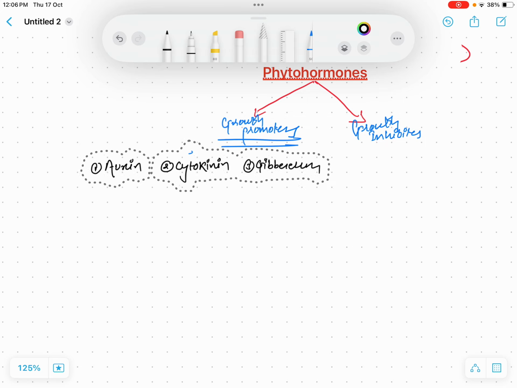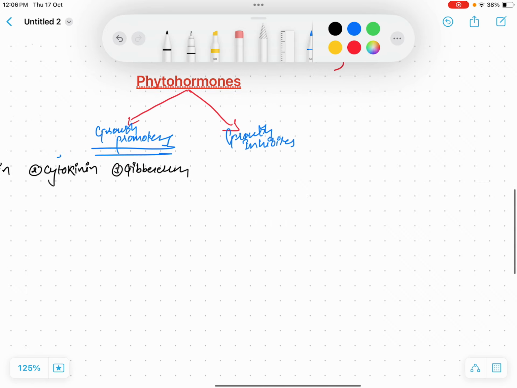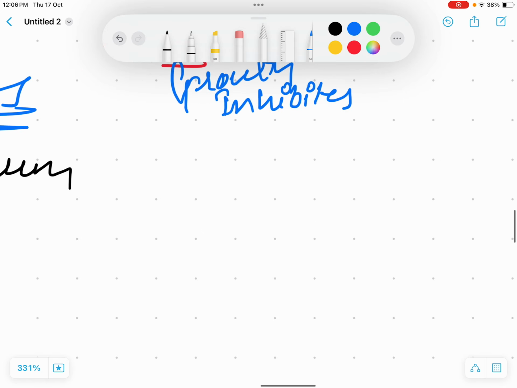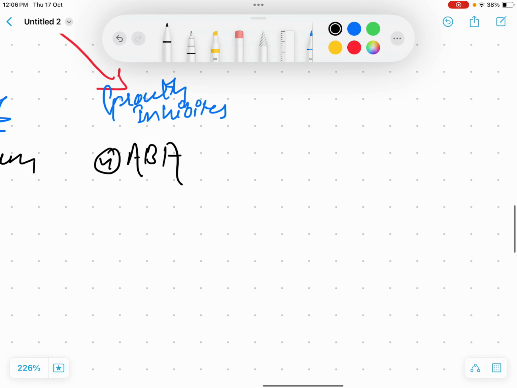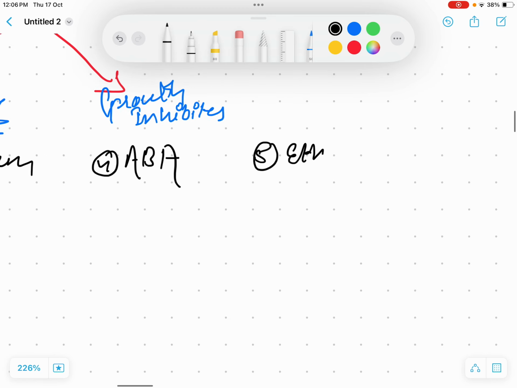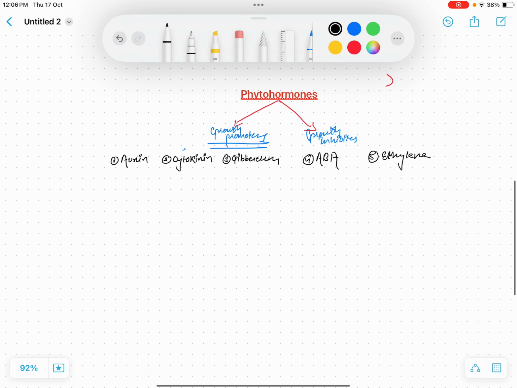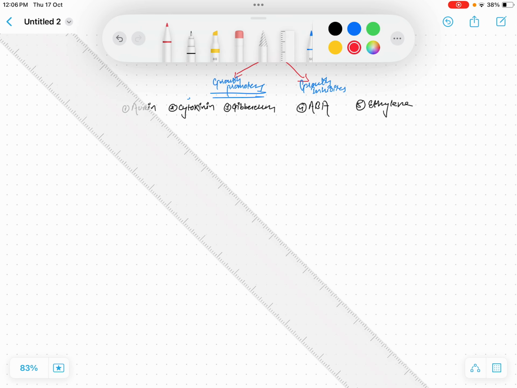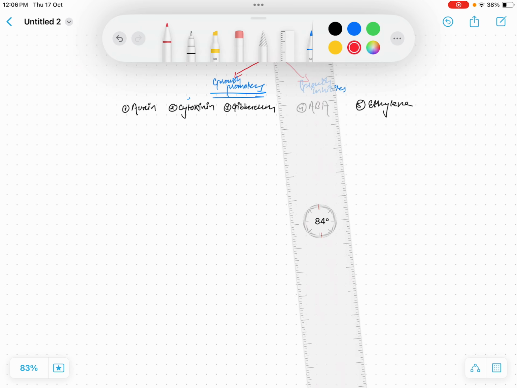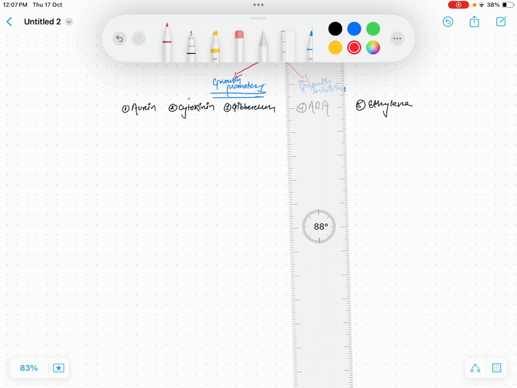In growth inhibitors we can find two: abscisic acid, which I'm denoting ABA, and ethylene. These are plant hormones or phytohormones. The first three are growth promoters, whereas the last two are growth inhibitors.